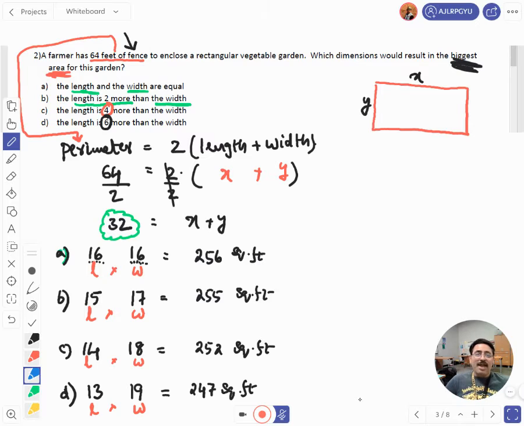As I mentioned before, the farmer is looking to maximize the area. So I see that this is the smallest, this one too, and this is the highest of all. Therefore, he should go by these dimensions. So 16 by 16. Therefore, my option is A.